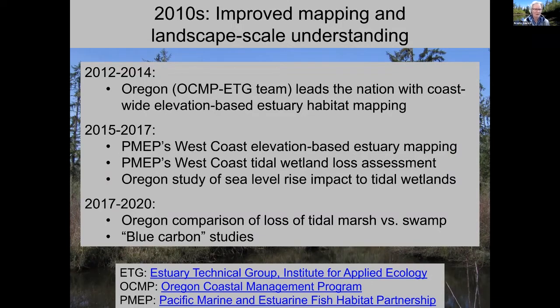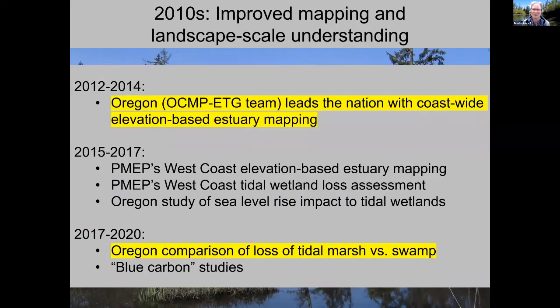And in the late 20-teens, the Pacific Marine and Estuarine Fish Habitat Partnership used these same methods to map estuary habitats for the whole West Coast, which is very exciting. And there were some follow-up studies from this new mapping work, and I won't go through all of them, but I do want to focus on these two that are highlighted because they're the most related to my topic today. These are the studies that answered the question, where are the tidal swamps? Where were they in the past, and where are they now?